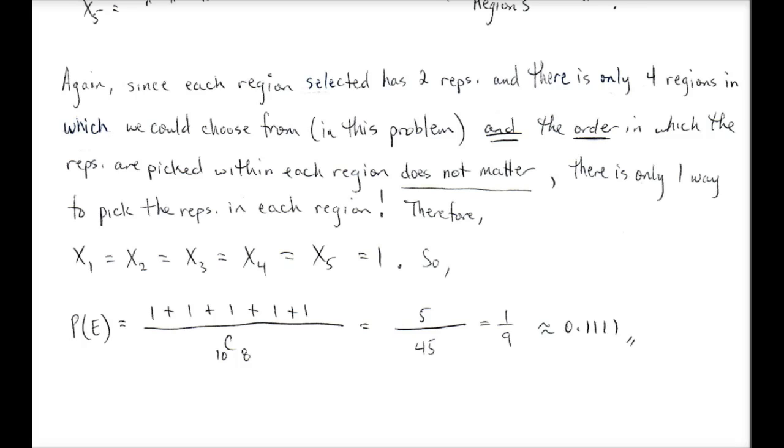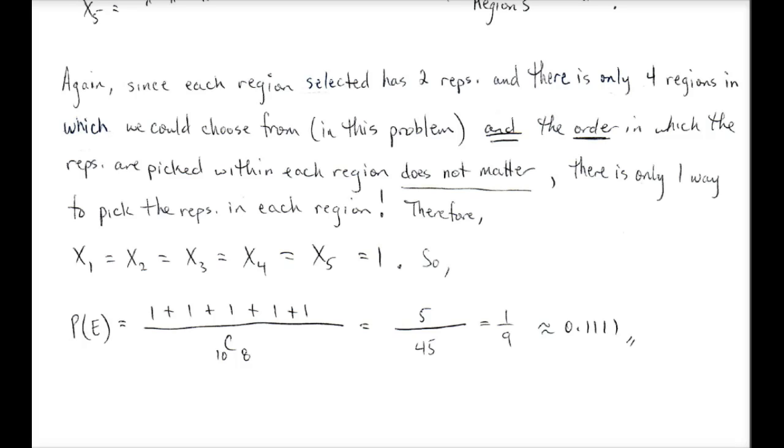So because of that, we still end up adding 1 to itself 5 times, which gives us 5. And then, of course, that's divided by still the combination of 10 things grouped 8 at a time. In this case, a combination of taking a total of 10 representatives and putting them in groups of 8. And we still get the same answer, okay?